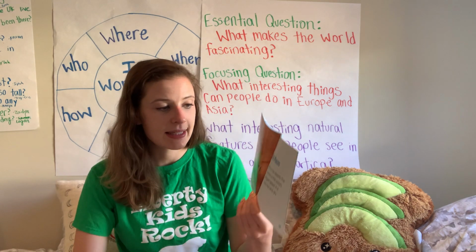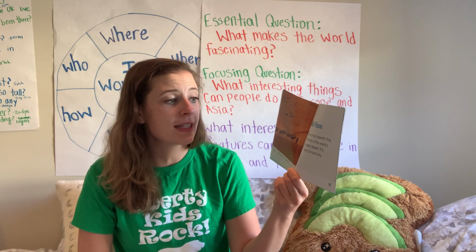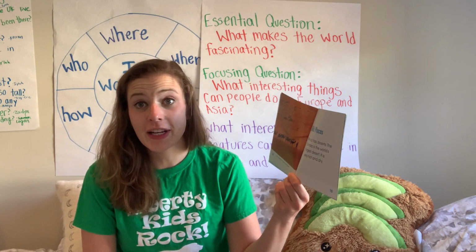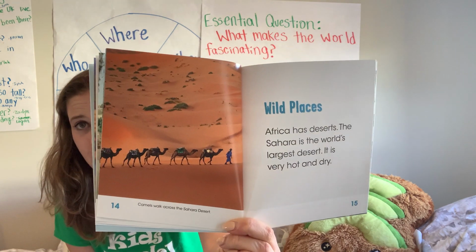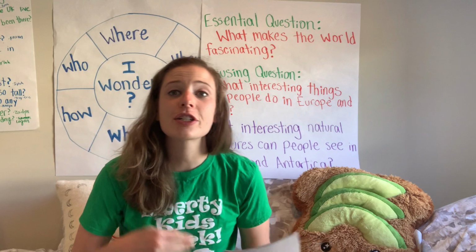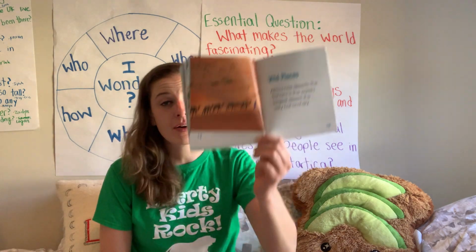Wild places. Africa has deserts. The Sahara is the world's largest desert. It is very hot and dry. So here are some camels walking across the desert. And again, your job for today is to be thinking about some wonder questions. What do you wonder about Africa?